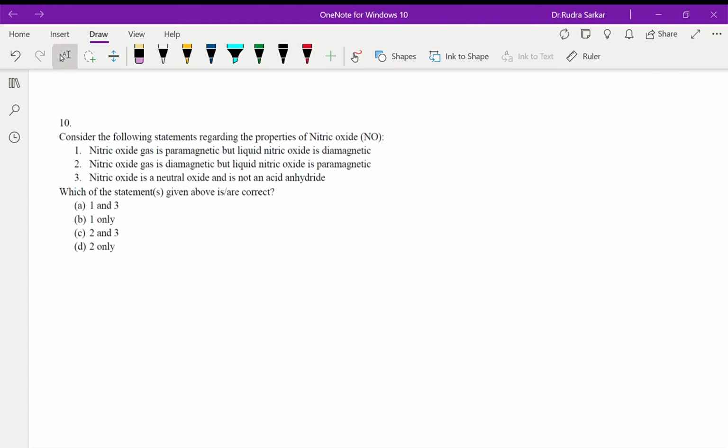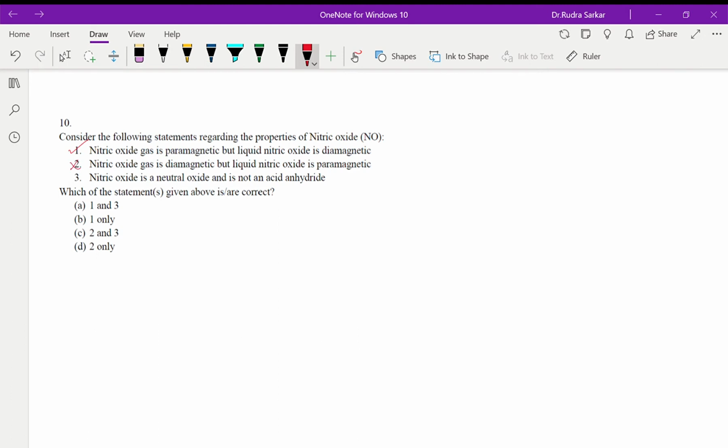Question here is, which of the following statements regarding the properties of nitric oxide is true? Okay, nitric oxide gas is paramagnetic, but the liquid nitric oxide is diamagnetic. This statement is true. Okay, nitric oxide gas is diamagnetic, but obviously, once we have said it is paramagnetic, it cannot be diamagnetic.